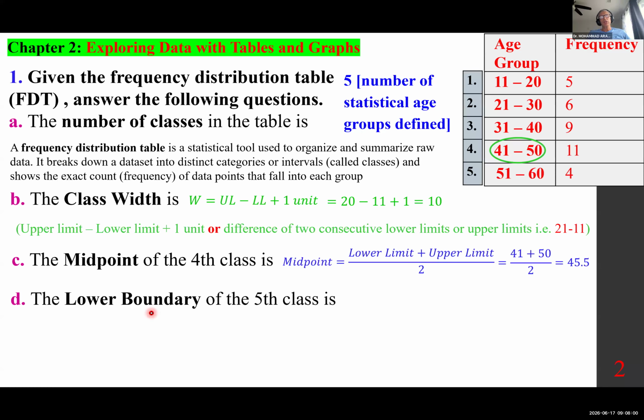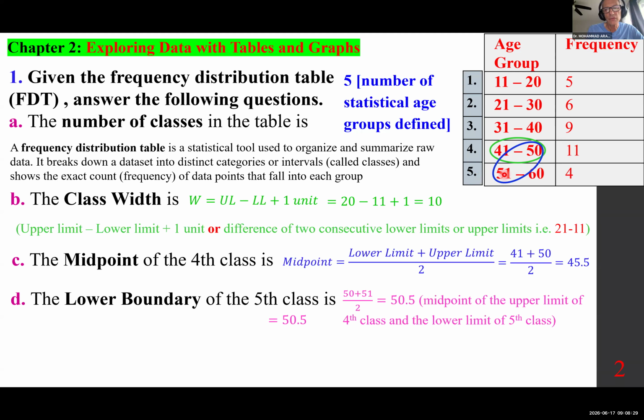The lower boundary of the fifth class. So the fifth class is this one. This is the lower limit. What is the lower boundary? You have to add these 2 up, divided by 2, and it becomes the upper boundary of the previous class and the lower boundary of the next one. So these 2, 50 and 51, add them up, divide by 2, you get 50.5. So here's how you find the boundary. 50 plus 51 divided by 2 is 50.5.